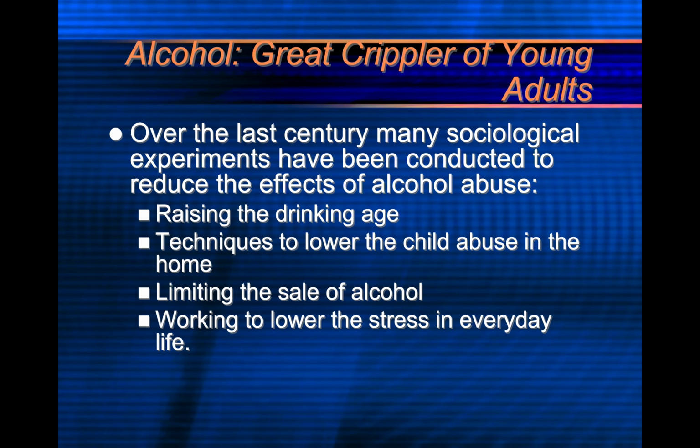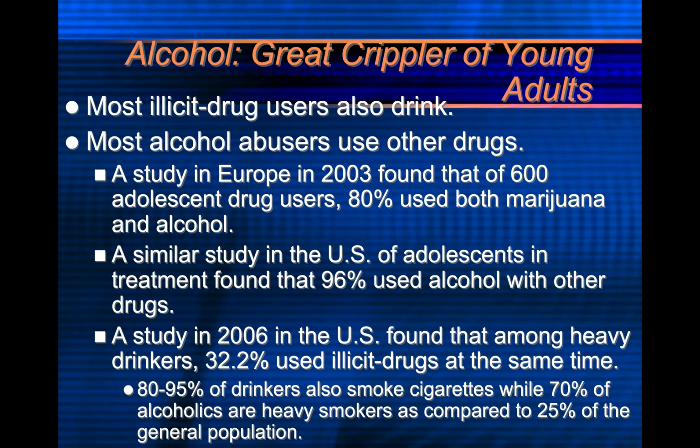Techniques to lower the child abuse in the home, limiting the sale of alcohol, working to lower the stress in everyday life. The United States went through prohibition from 1920 to 1932, but they didn't in Canada. So the drinking problem in Canada is a little bit more acute than it is in the United States.